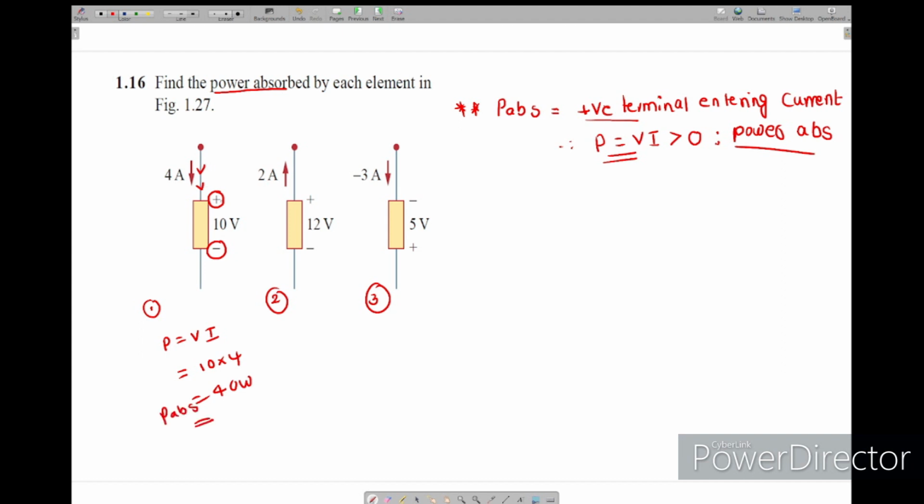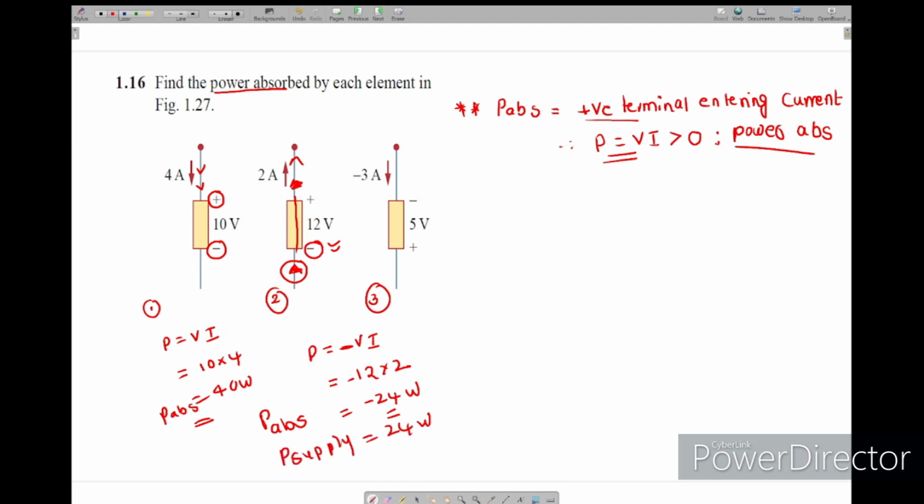We'll see, always focus on here only. If it is going like this, leaving, it means it is entering at the negative terminal. This is entering at the negative terminal. In that case, power equal to minus VI. Now how much is V? 12 volts and 2 amps, so minus 24 watts. Power absorbed is minus 24 watts. This we can also write as 24 watts supply of power. Yesterday I told you power absorbed equals minus power supplied.